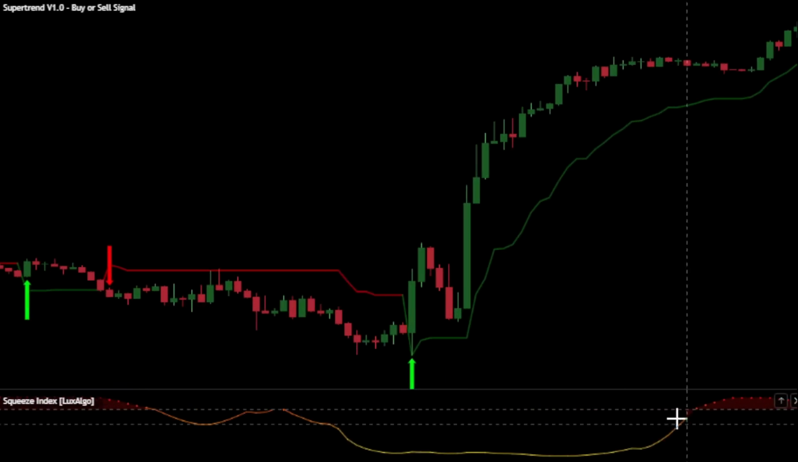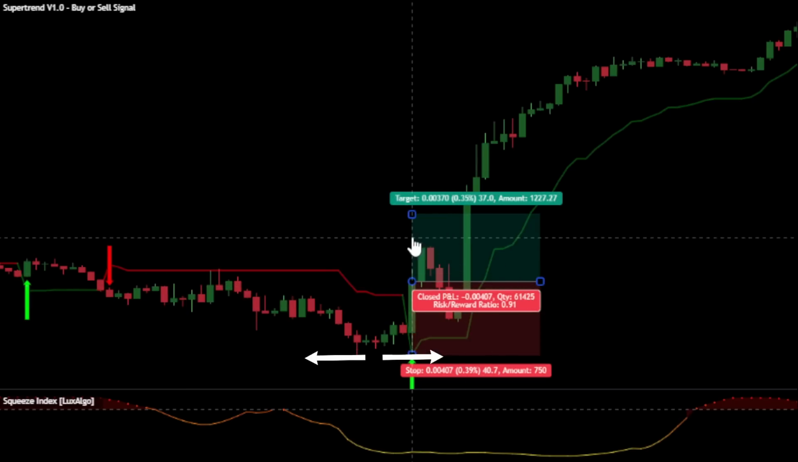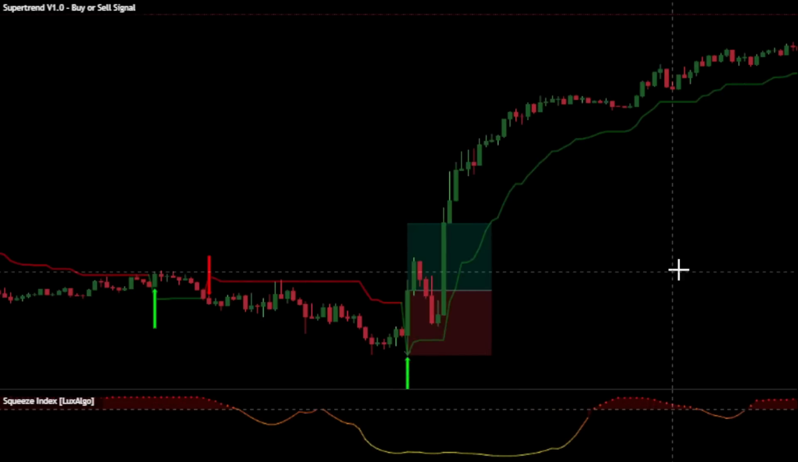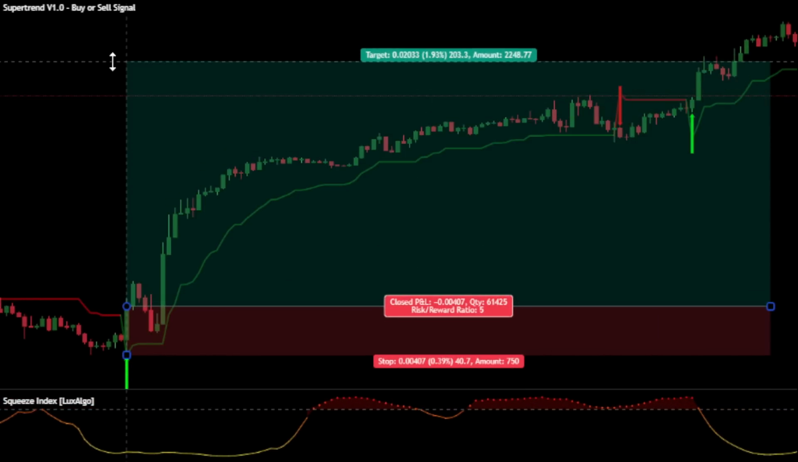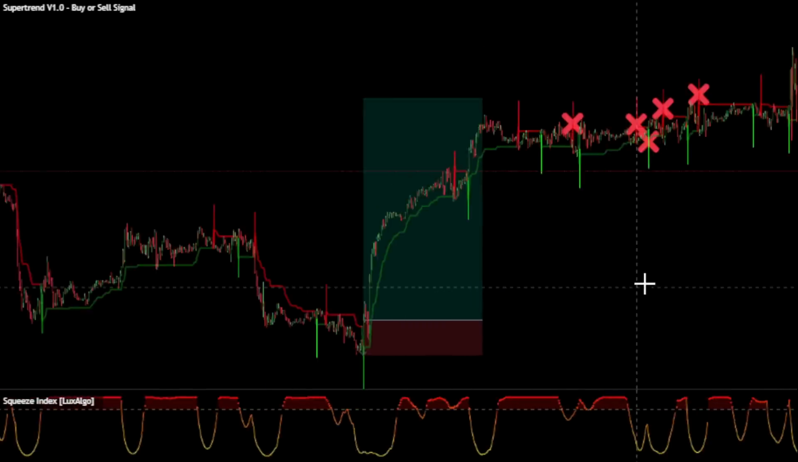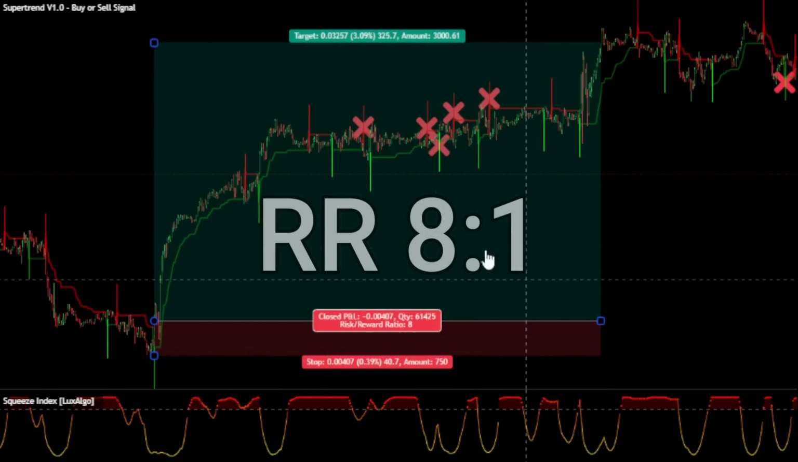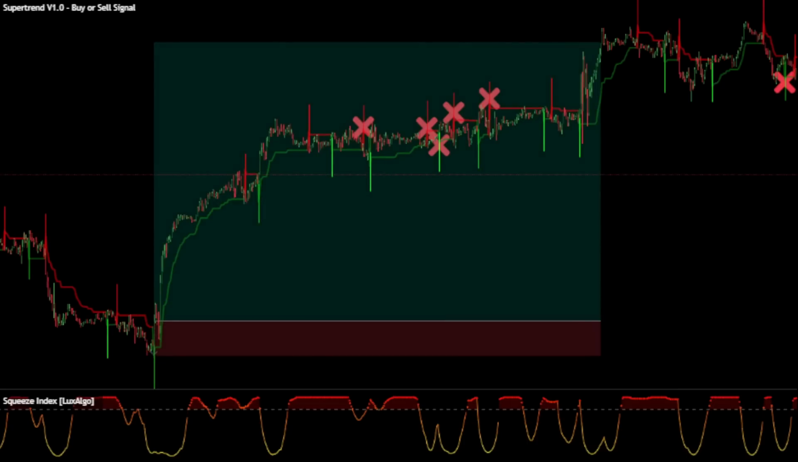Here is another example of a long trade. We set our stop loss at the nearest swing low and our take profit at a risk-reward ratio of 1-to-1. Although we could have earned much more, that already depends on what rules you set for your trading strategy. Amazing risk-reward ratio, 8-to-1. Now let's look at the last volume indicator.